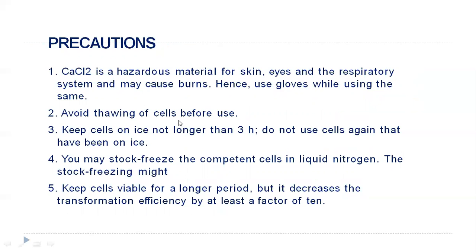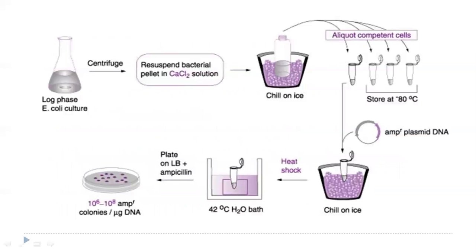Avoid thawing the cells before use. So this is when you are bringing them from minus 80 degrees centigrade. Keep cells on ice not longer than 3 hours. Do not use cells again that have been on ice. Okay. So you may stock freeze the competent cells in liquid nitrogen, or stock freezing might keep cells viable for a longer period but decrease the transformation efficiency. So I hope you can understand what the actual thing is. So this is the overall procedure.